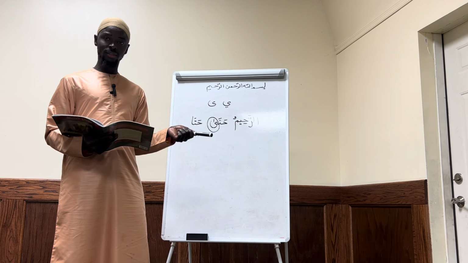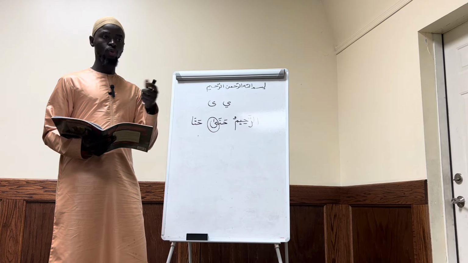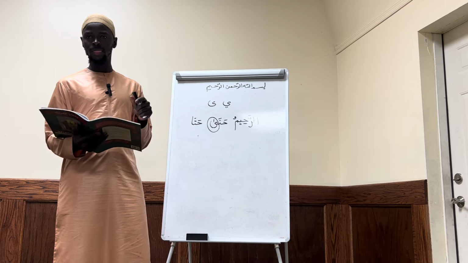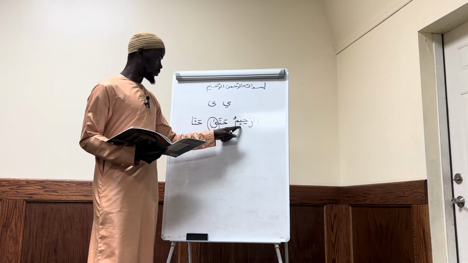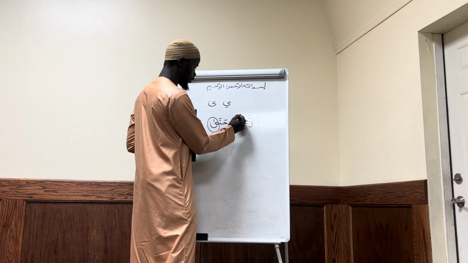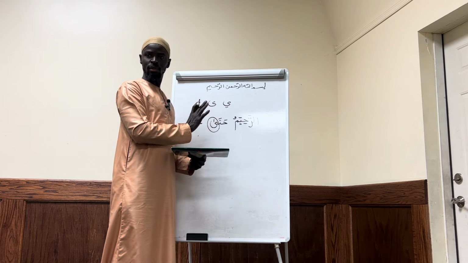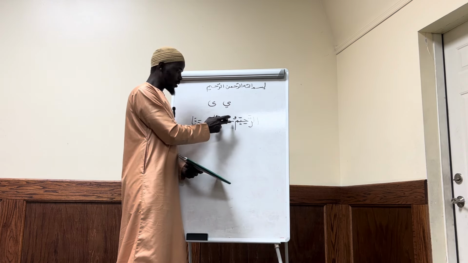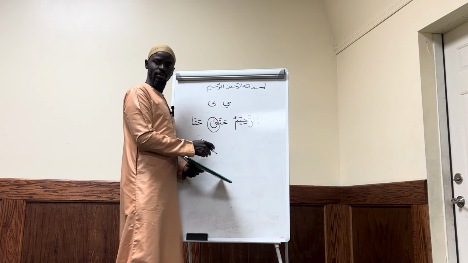If ya is mud, what does mud mean? To prolong it, to elongate the letter. So if ya has a dot and there is no vowel on top of it, it prolongs the letter. But if this ya has a vowel on top of it, that means we don't have mud here anymore. The only thing that we have is letters. So this ya is no more mud.